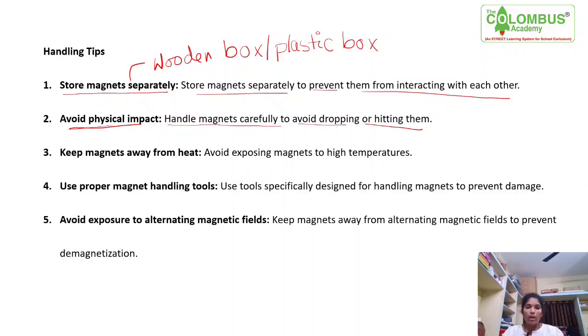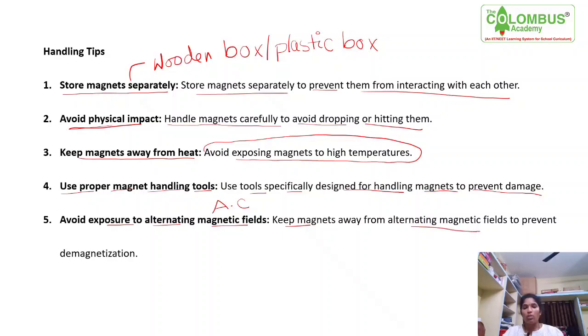Keep magnets away from heat, so avoid exposing magnets to high temperatures. Use proper magnet holding tools, tools specifically designed for handling magnets to prevent damage. Avoid exposure to alternating magnetic fields, that is AC, alternating current. Keep magnets away from alternating magnetic fields to prevent demagnetization.